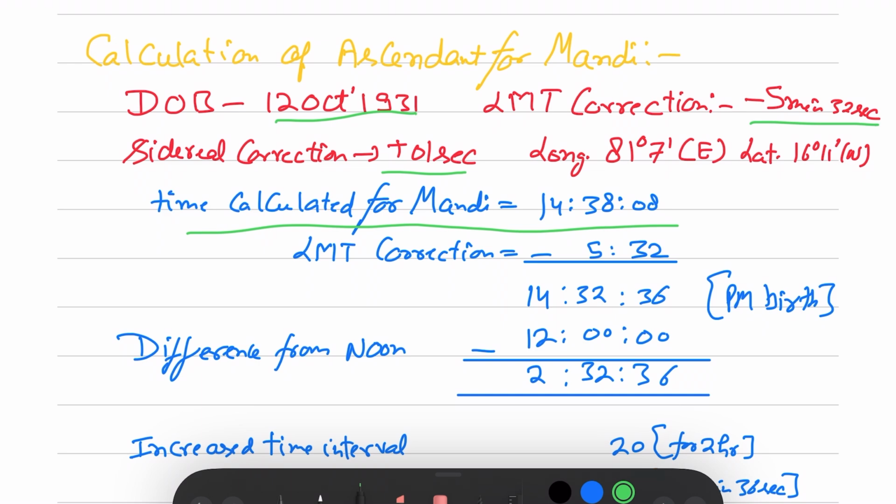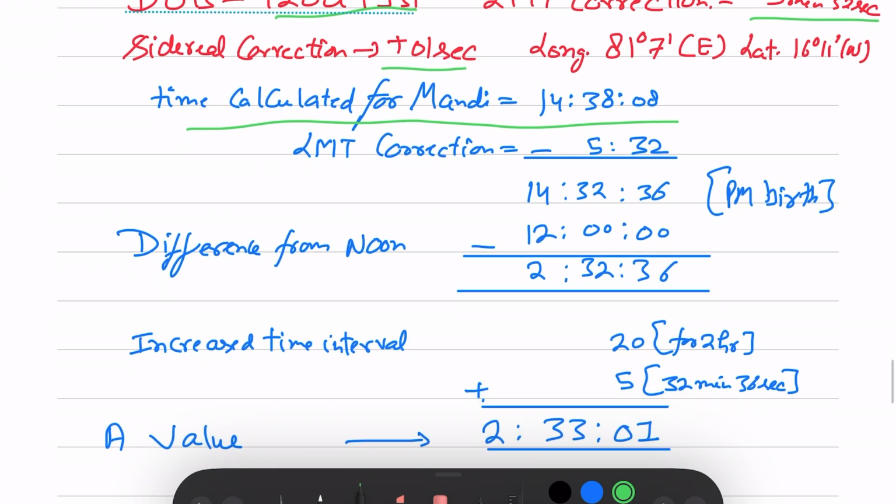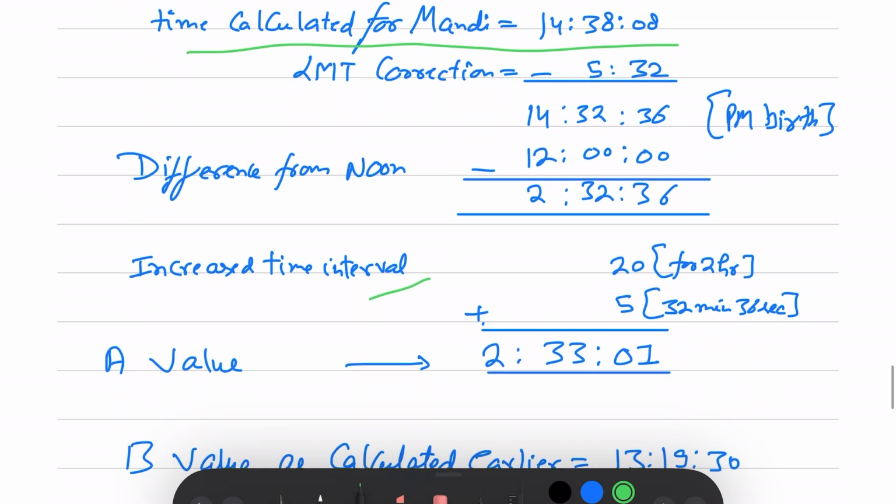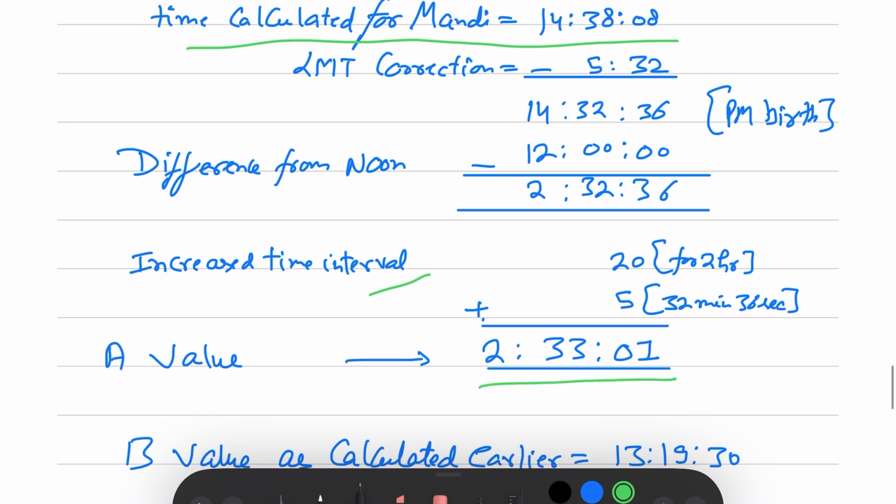These are the same simple steps which we use for any ascendant calculation. First, if it is not an LMT corrected time, we need to do the LMT correction. So we subtract this value. Then we take the difference from noon. It is 2 hour 32 minute and 30 second. After that we handle the increased time interval. For 2 hours it is 20 seconds, and for 32 minutes it is 5 seconds. So we get a value of 2 hour 33 minute and 1 second.